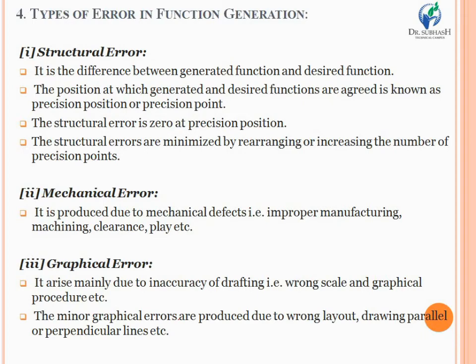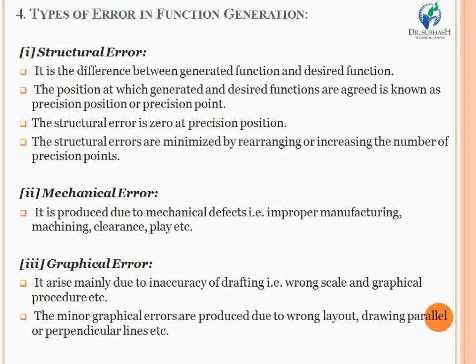the structural error. Basically, structural error is the difference between the generated function produced by the synthesized mechanism and the desired function. In short, whatever function you have generated and whatever the desired or required function is, if you find any difference between the two, it will be known as a structural error. Generally it is not possible to produce the accurate function y is equal to f of x, because there are some limitations in the accuracy of the synthesis technique.